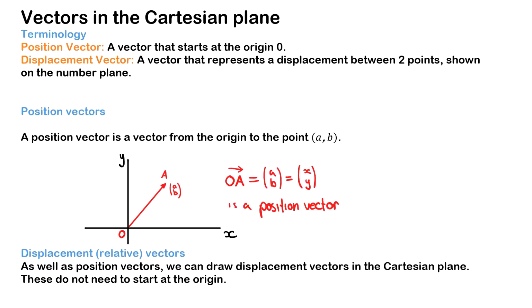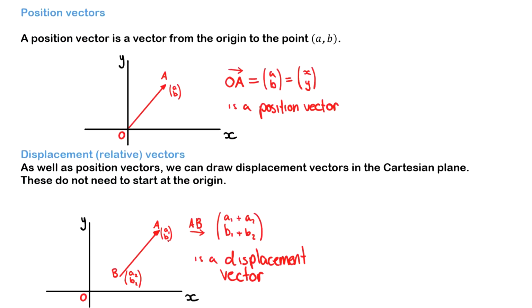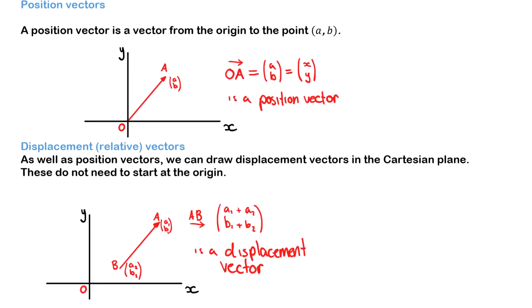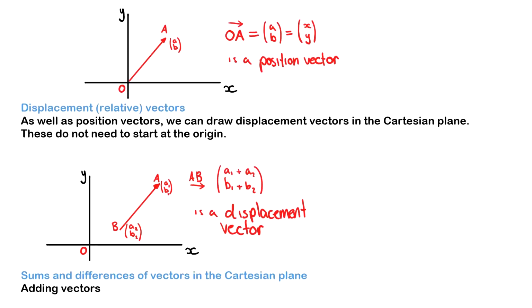Position vectors are vectors from the origin to a point (a, b). They are shown in column notation, as you can see, a above b in brackets, where a is your x value and b is your y value. Notice that the vector leaves the origin. A displacement or relative vector is drawn anywhere on a Cartesian plane. They do not need to start at the origin, as seen in the example.